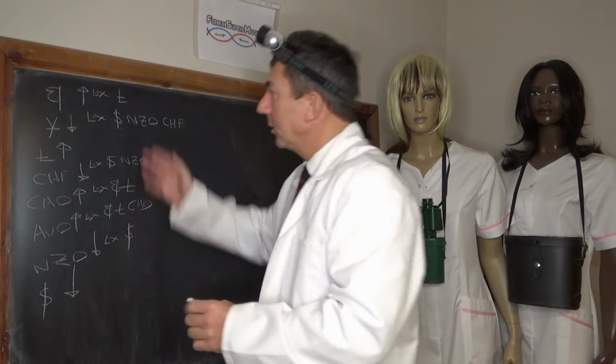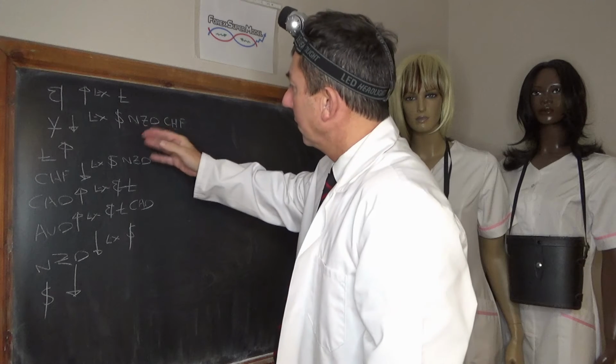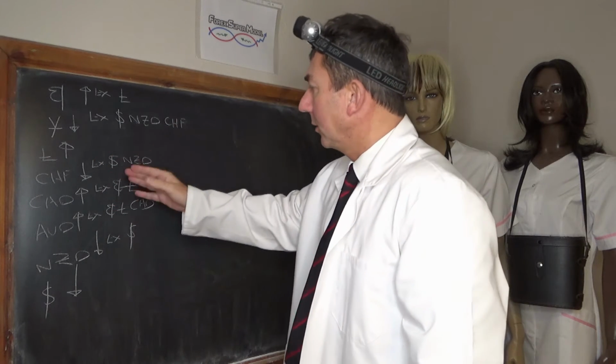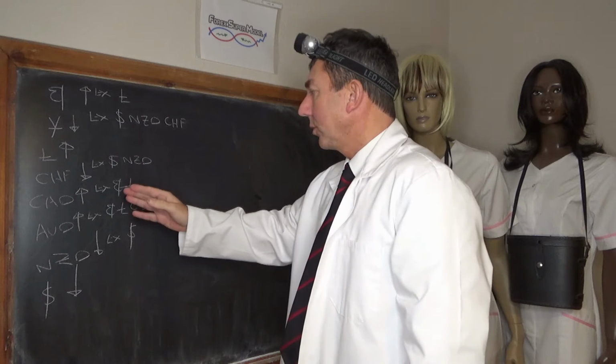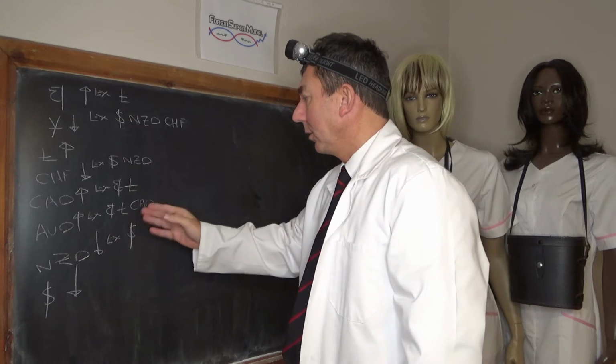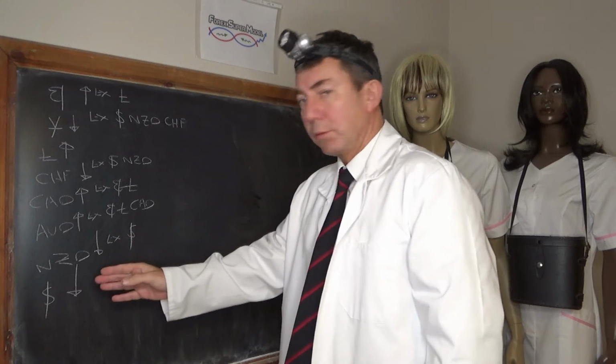Right, we've written up the flows then. So the euro is strong except against the pound. The yen is weak except against the dollar, the New Zealand dollar, and the Swiss. The pound is strong across the board. The Swiss is weak except against the dollar and the New Zealand dollar. The CAD is strong except against the euro and the pound. The AUD is strong except against the euro, the pound, and the CAD. The NZD is weak except against the dollar, and the dollar is weak across the board.